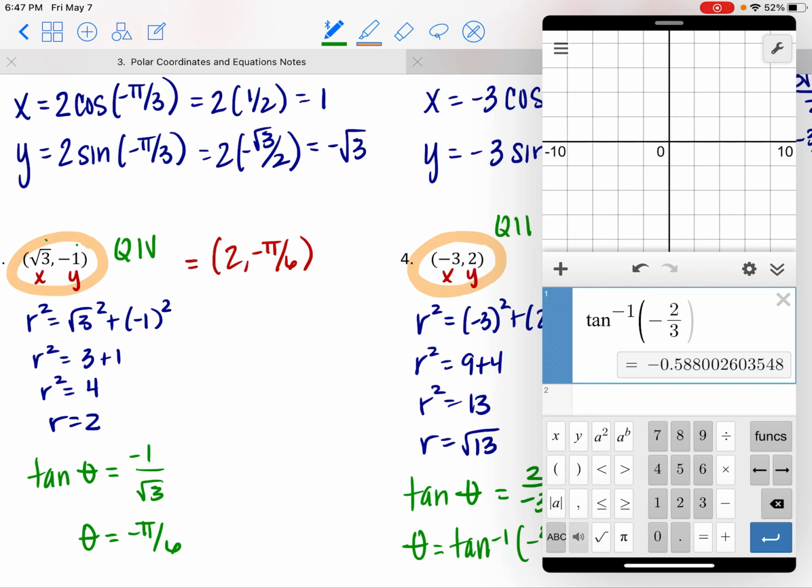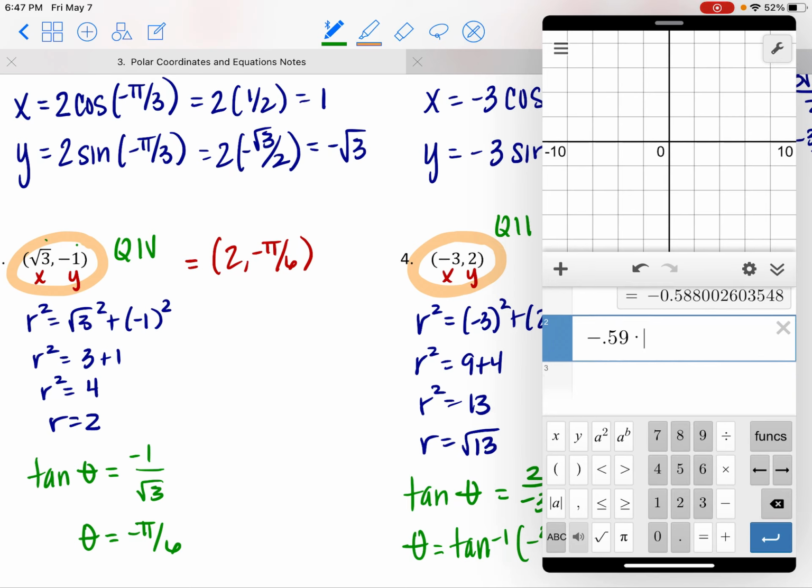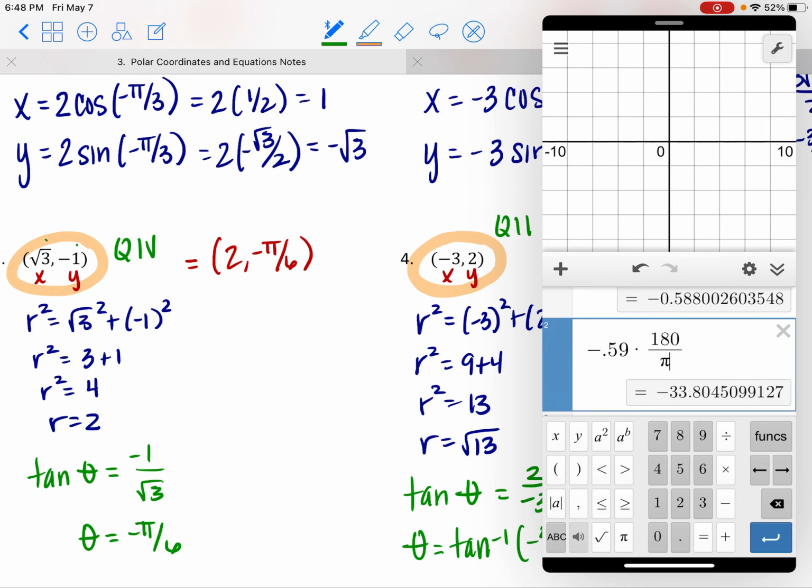Now that's hard to conceptualize. That's a value that's in radians, and we don't think in radians, so I just want to convert that to degrees for you. Negative 0.59-ish times, sorry, what am I doing here? 180 over pi, that's to convert to degrees. It's a negative 34-ish degrees, okay?